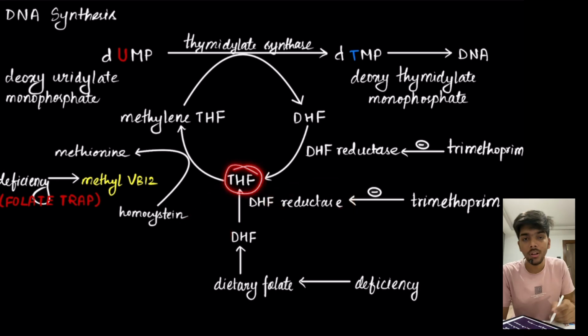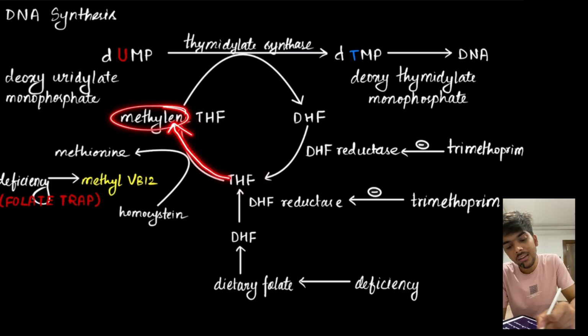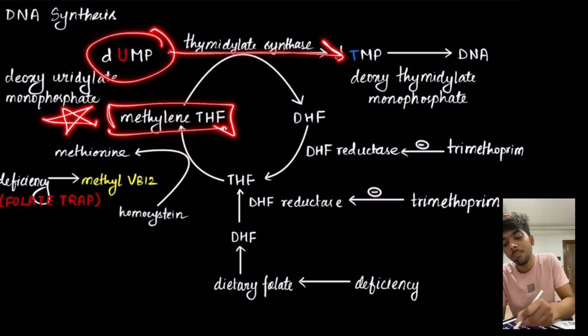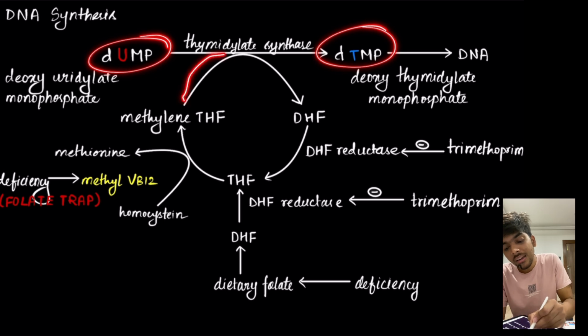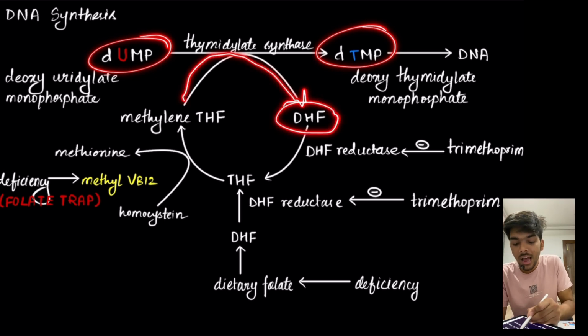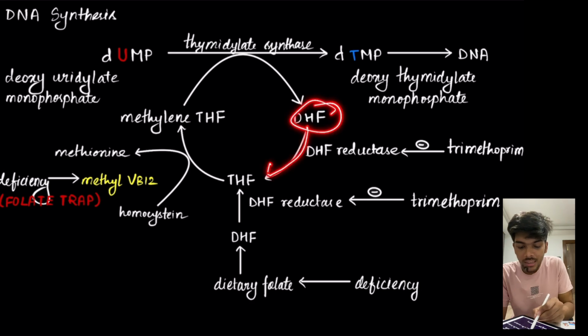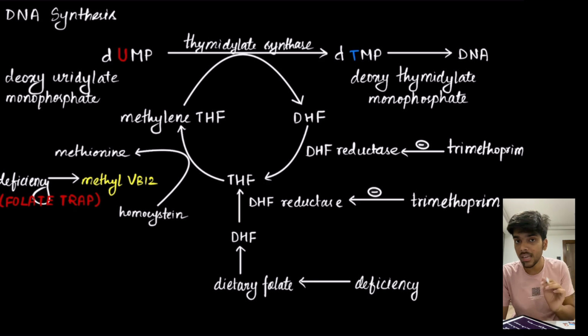This tetrahydrofolic acid gains a methylene group and gets converted to methylene tetrahydrofolic acid. This methylene tetrahydrofolic acid is responsible for the conversion of UMP into TMP. Once methylene tetrahydrofolic acid converts DUMP into DTMP, it itself gets converted into dihydrofolic acid. This dihydrofolic acid is reutilized as it gets reduced into THF again. So this is where folic acid is used.